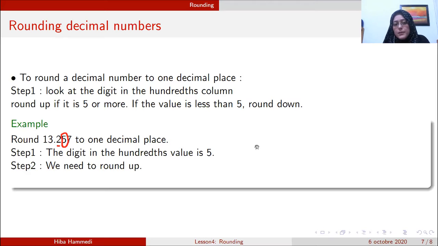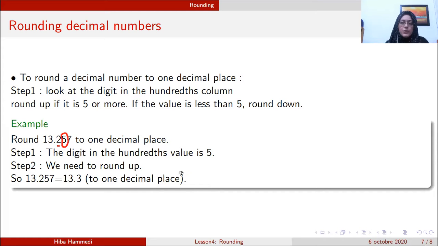Rounding it up means I will add 1 to the value in the tenths, and I will ignore whatever comes after that value, the tenths, right? So adding 1 to 2, it will be 3, so 13.3, and I ignore all the values after that. The final result when rounding to one decimal place is a decimal number with only one decimal place. It's like I'm ignoring whatever comes after the first place after the decimal, right?